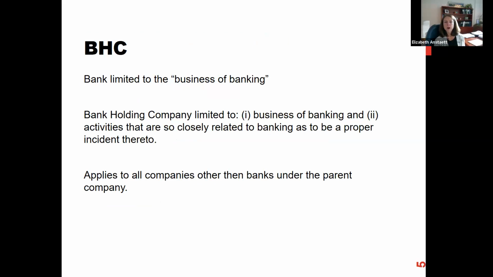Bank holding companies can only engage in the business of banking and activities that are so closely related to banking as to be a proper incident thereto. And this applies to all the companies under the parent company, which means if we have one company that owns a bank and then they own a non-bank company, that non-bank company is subject to these same restrictions. And so it stops any company that is a bank holding company from owning, say, a manufacturer or any kind of company that does something that is not closely related to banking.